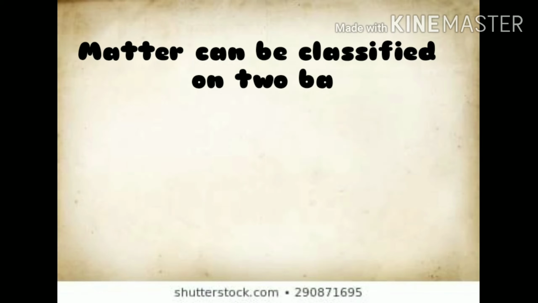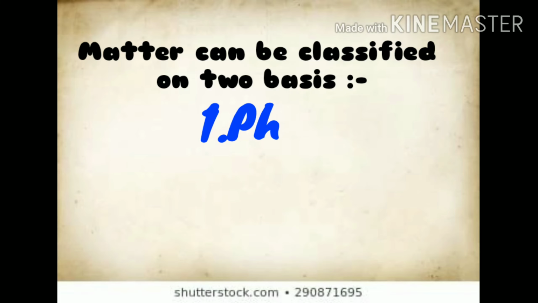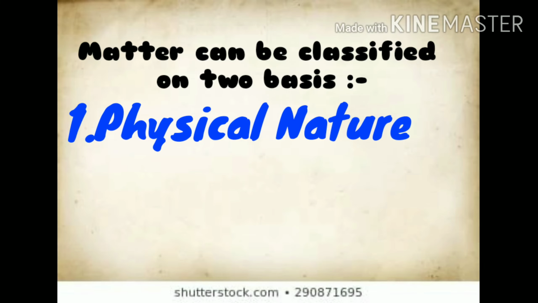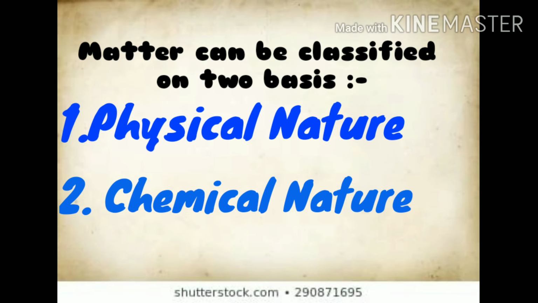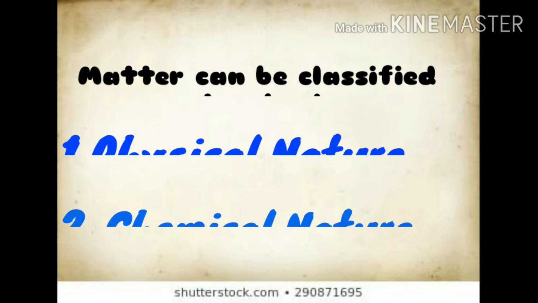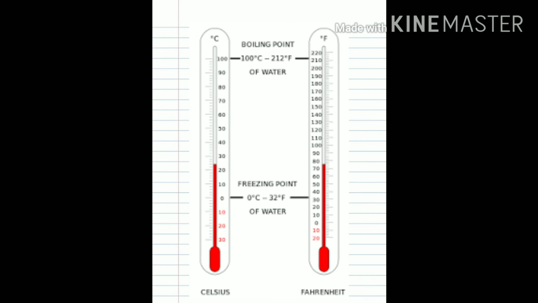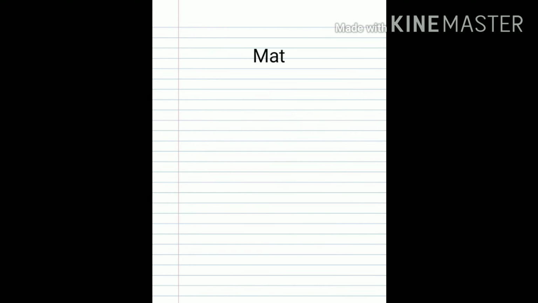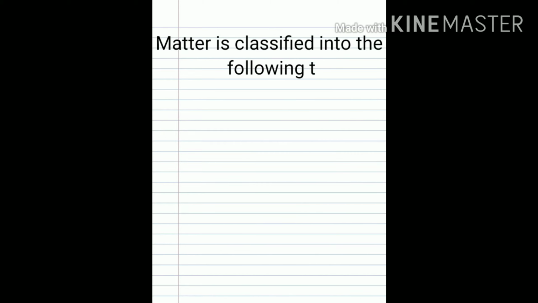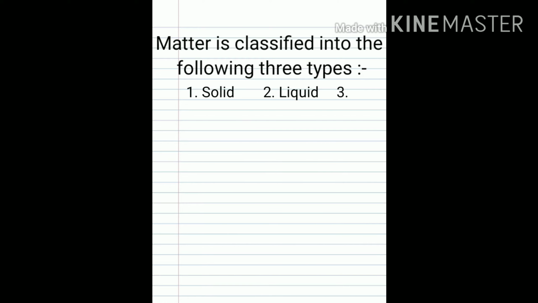Matter can be classified on two bases. Number one, on the physical nature of matter, and number two, by its chemical nature. Let's see the physical nature of matter. Based on temperature and pressure conditions, matter is classified into the following three categories. Number one is solid, the second is liquid, and the third one is gases.